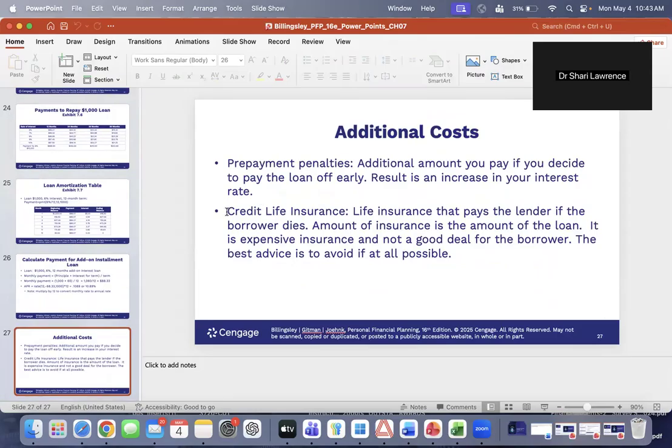When you get a loan, a lot of times when you get a consumer loan, the company giving you the loan will try to sell you credit life insurance. That means that if you die, the loan will be paid off. This insurance is expensive and is not a good deal. So if you're worried about if you should die prematurely and you want the loan to be paid off, just get a term life insurance policy.